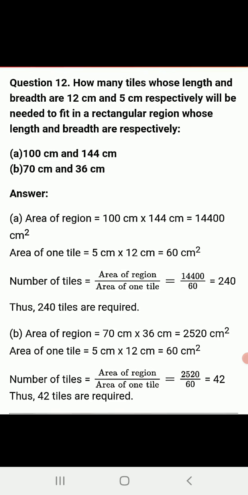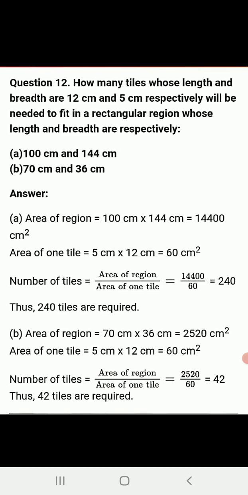Question number 12. How many tiles whose length and breadth are 12 cm and 5 cm respectively will be needed to fit in a rectangular region whose length and breadth are respectively 100 cm and 144 cm, 70 cm and 36 cm? So here, just imagine we are going to place tiles. Each tile has a measurement of length 12 and breadth 5 centimeters. So we see there are 2 different floors. Question A is one floor, question B is another floor.